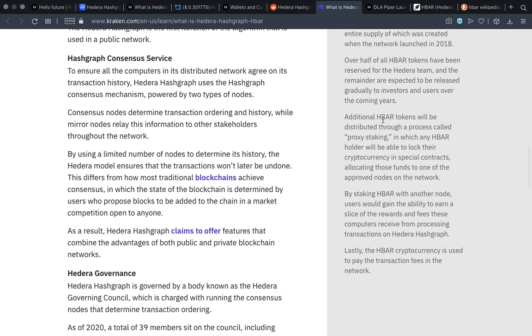Additional HBAR tokens will be distributed through a process called proxy staking, in which any HBAR holder will be able to lock their cryptocurrency in special contracts, allocating those funds to one of the approved nodes on the network. By staking HBAR with another node, users would gain the ability to earn a slice of rewards and fees these computers receive from processing transactions on Hedera Hash Graph.